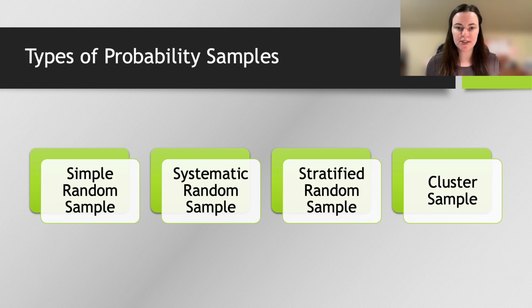To advance our conversation on probability sampling, I want to go into 4 different techniques in further detail. The first one is a simple random sample. The second is a systematic random sample. The third is a stratified random sample. And the last one we'll go over is a cluster sample.